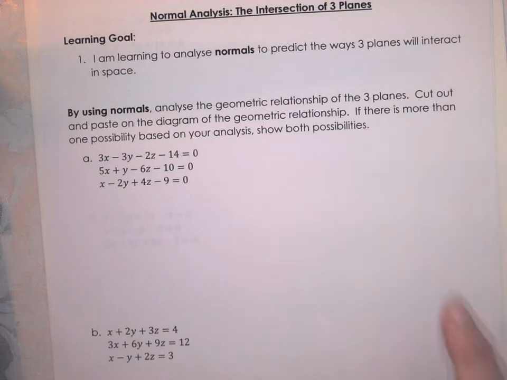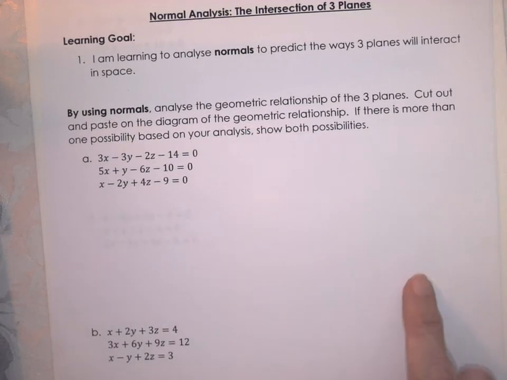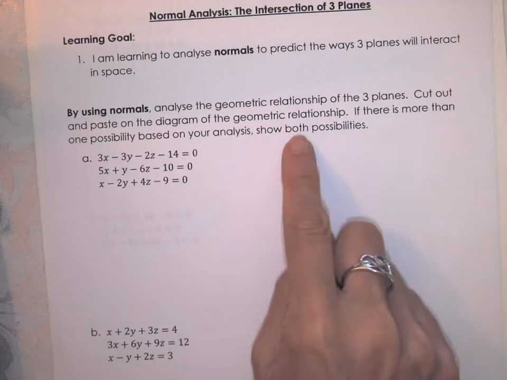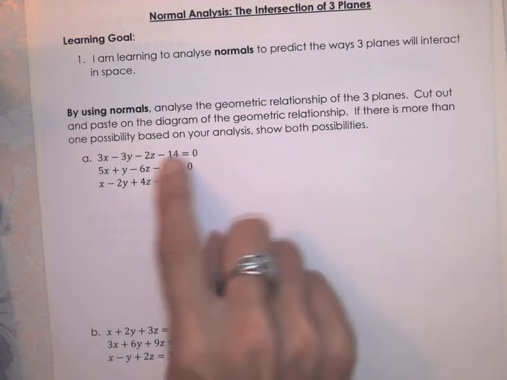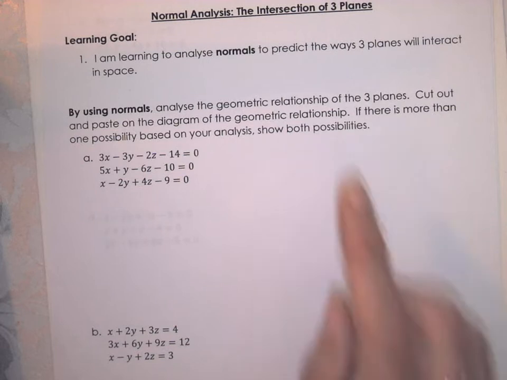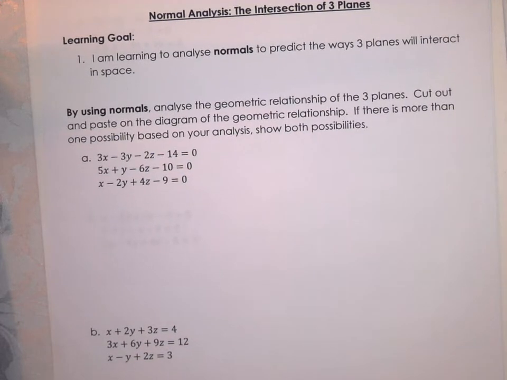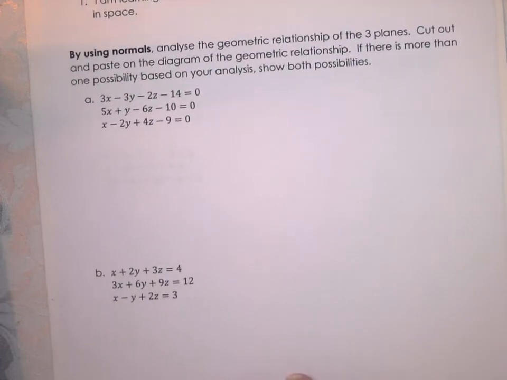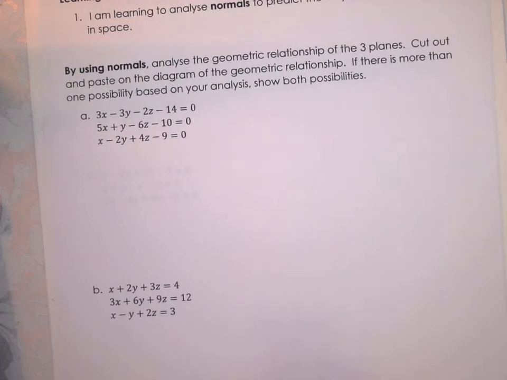And I'm going to cut it out and tape it on here to show the geometric relationship. And if there's more than one possibility based on our analysis, we'll just cut out two pictures. For now, that's what we're focusing on. We'll learn how to actually go through and find them in the next lesson.